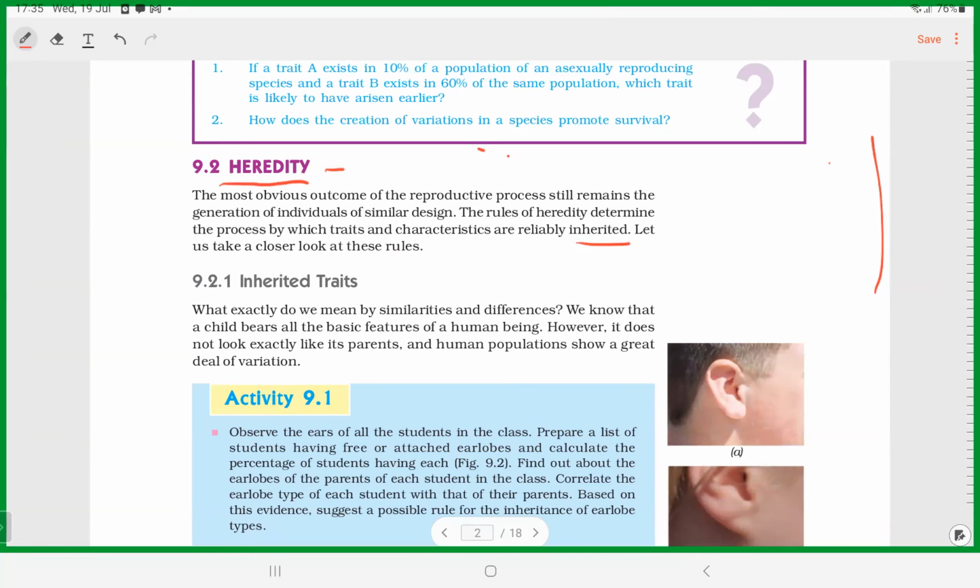Okay, fine, good. And the characters do not inherit as such. They follow certain rules for the inheritance of characters from parents to progeny. There are certain rules, so that we are going to study. Rules of inheritance, the mechanism of how characters are inherited from parents to progeny.